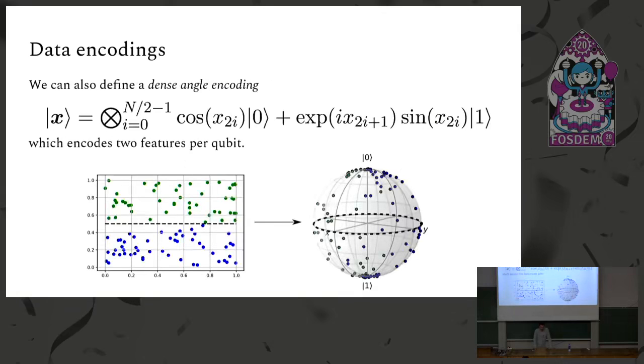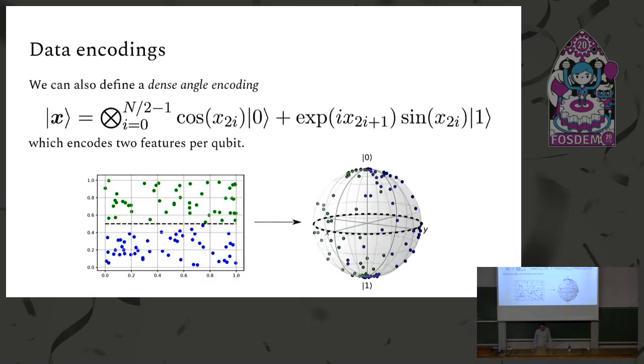And when you think about it, you can sort of get creative with how you do this representation. So this is the example of the dense angle encoding that we used in the example earlier. So here we still have cosine and sine, but you could also add this exponential term, and you can pack sort of two features into one qubit. So that's why we call this the dense angle encoding.